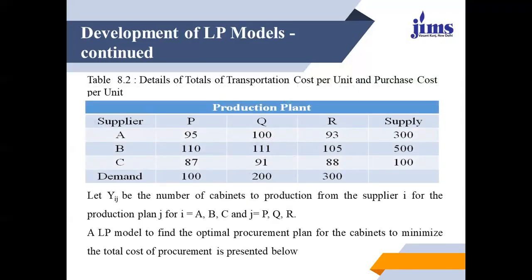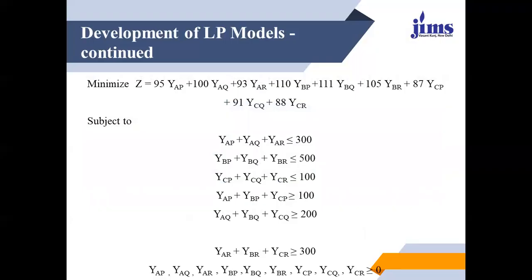The supply is limited to 300 from supplier A. So we say if YAP has gone, the quantity YAP has gone from A to P, YAQ has gone from A to Q, and YAR has gone from A to R, then YAP plus YAQ plus YAR has to be less than or equal to 300, because this is the maximum quantity which supplier A can supply. So we write YAP plus YAQ plus YAR is less than or equal to 300.